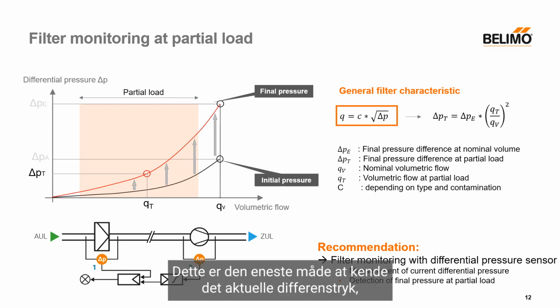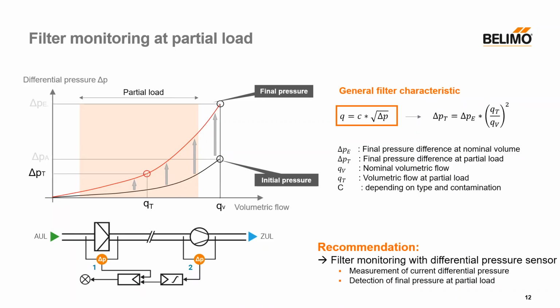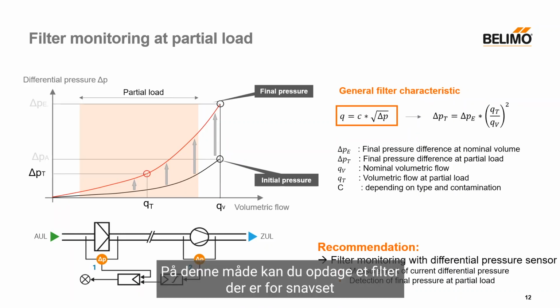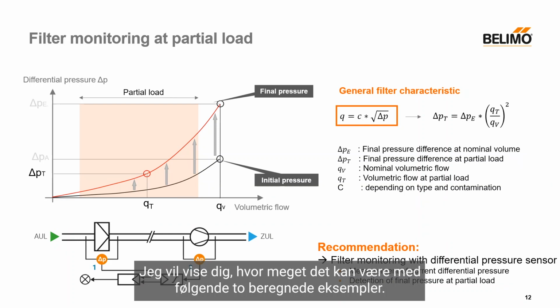This is the only way to know the current differential pressure, which is necessary for calculating the final pressure in part load operation. In this way, you can detect a filter that is too dirty much earlier and thus effectively save costs. I will show you how much this can be with the following two calculated examples.